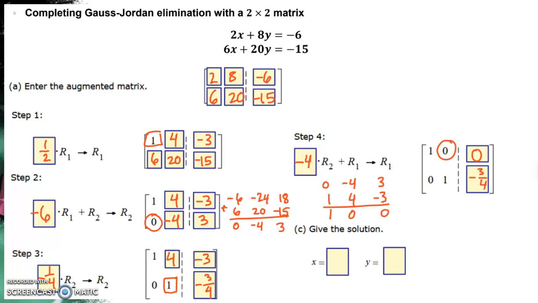So what does this mean? This means x equals 0. Right? This is 1x plus 0y equals 0. And then 0x plus 1y equals negative 3/4. So y equals negative 3/4. And that's how we can solve a 2 by 2 matrix, or a system of 2 equations with 2 unknowns, with Gauss-Jordan elimination.